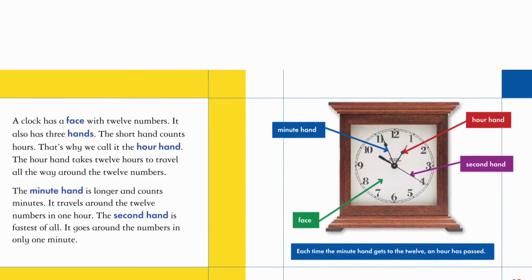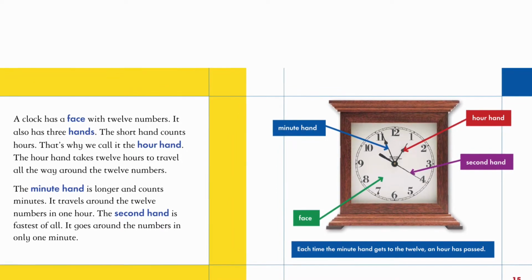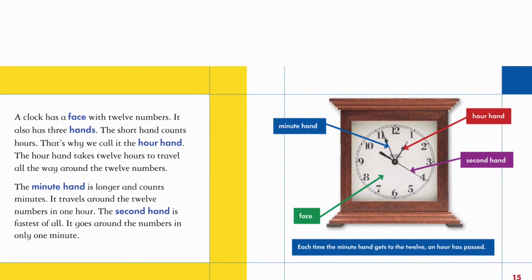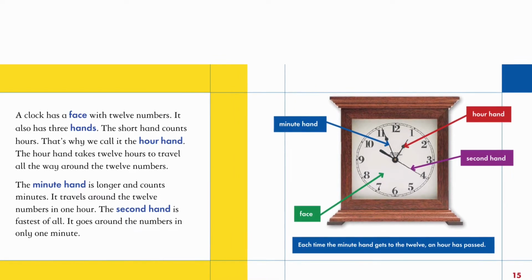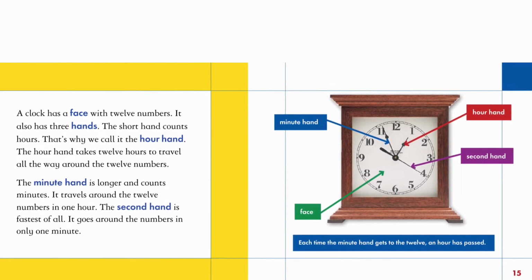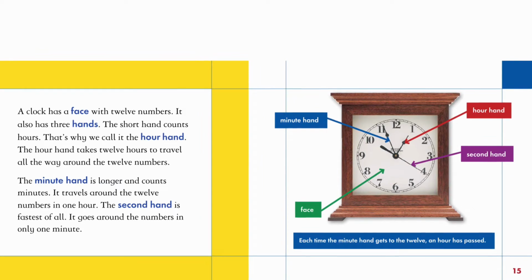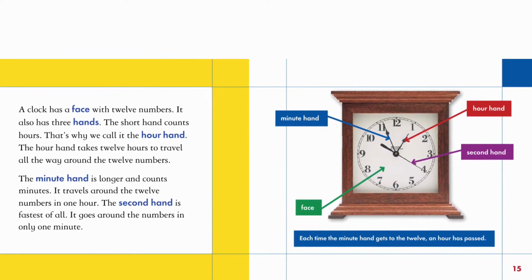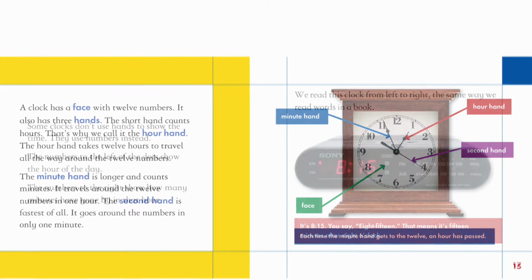The second hand is the fastest of all. It goes around the numbers in only 1 minute. Minute hand, hour hand, second hand, face. Each time the minute hand gets to the 12, an hour has passed.